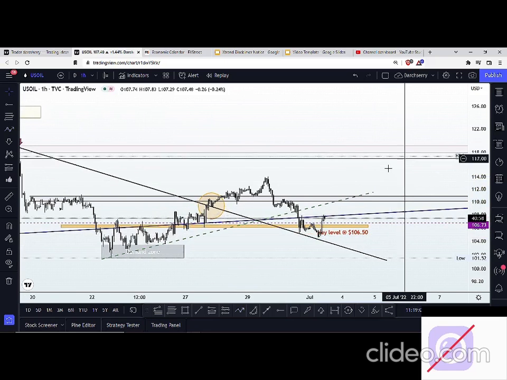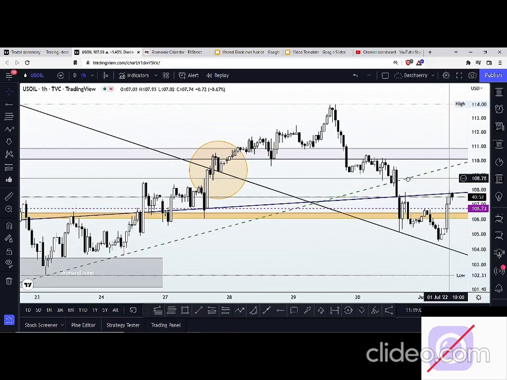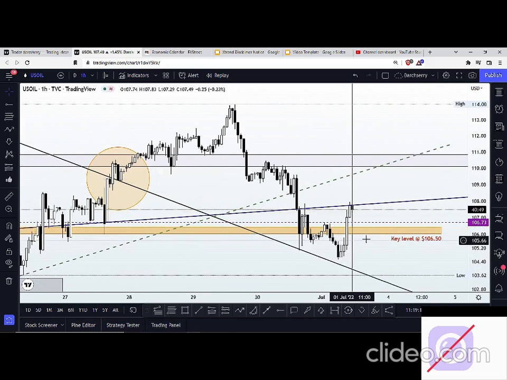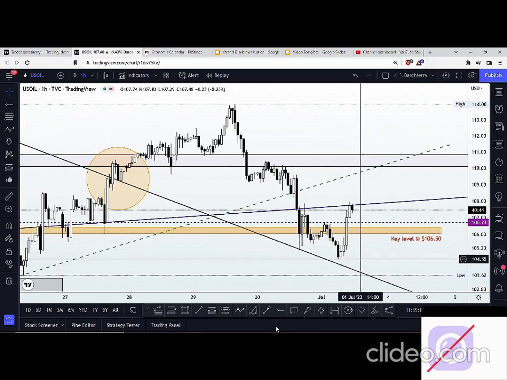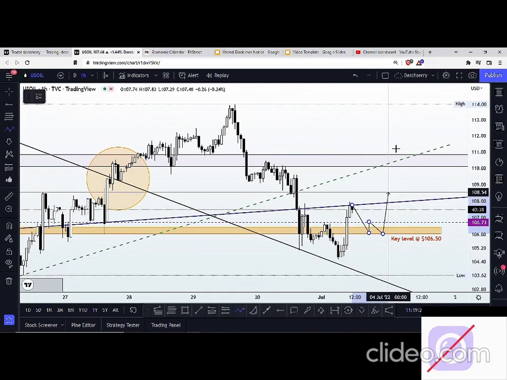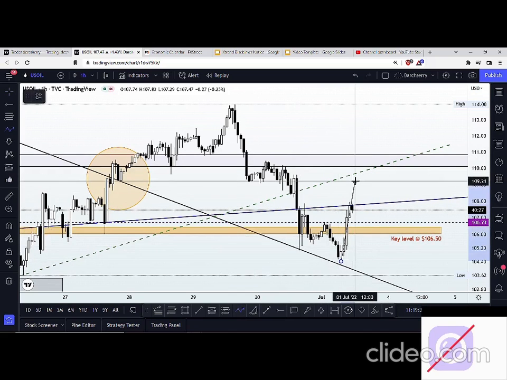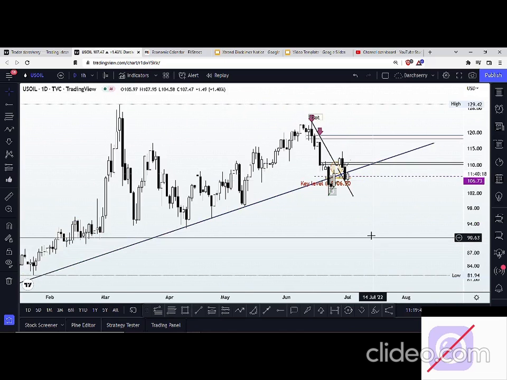So right now we have a scenario that could guide our actions going into the New York session. Now that we have a breakout of the 106.50 area, we want to be looking out for a retest of that area to give us a structure that will support a trend continuation to the upside. That is one scenario we're going to be looking out for. And then the second scenario is if price does not come into the key level during the New York session, and we see price climb above that bullish trend line, that is the trend line on the daily time frame. Let me show you what that means. Let's go back to the daily time frame so that we can see what I'm talking about here.